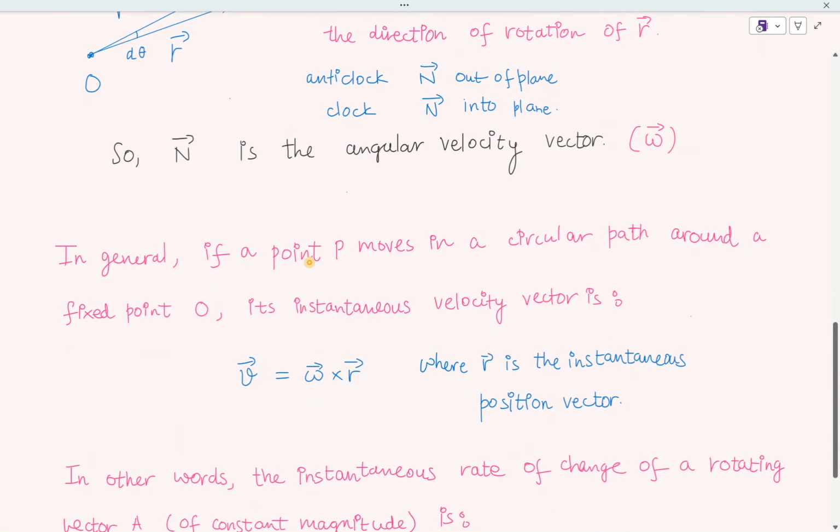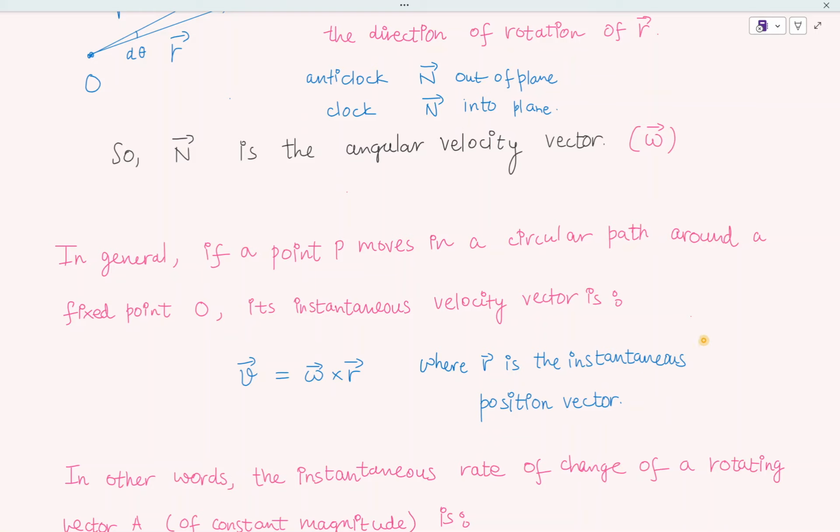So in general, if a point P moves in a circular path around a fixed point O, its instantaneous velocity vector can be written as a cross product of its angular velocity vector and its instantaneous position vector. तो instantaneous position vector का मतलब है वो चेंज होता रहेगा, किसी भी इंस्टेंट पे पोजीशन वेक्टर कुछ हो सकता है, बट ये पक्का है कि उस इंस्टेंट पे जो वेलोसिटी वेक्टर है वो पोजीशन वेक्टर के परपेंडिकुलर होगा.